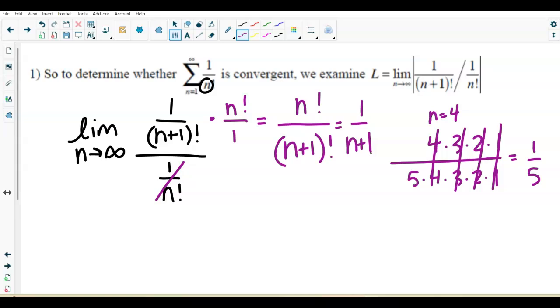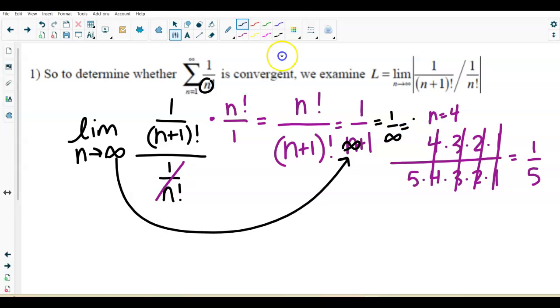So now when we do the limit as n approaches infinity, we get 1 over infinity, which equals 0. Our limit of 0 is less than 1, and therefore it converges.